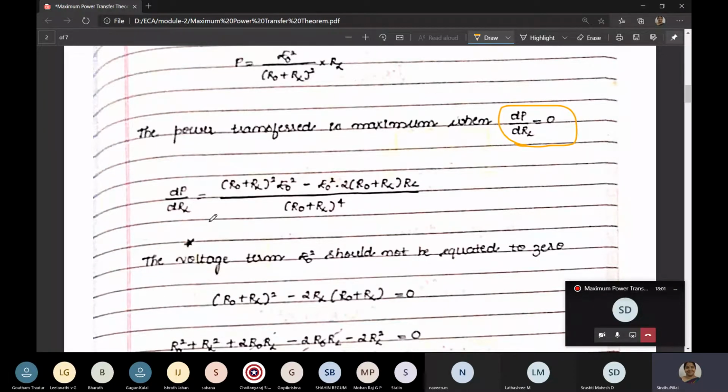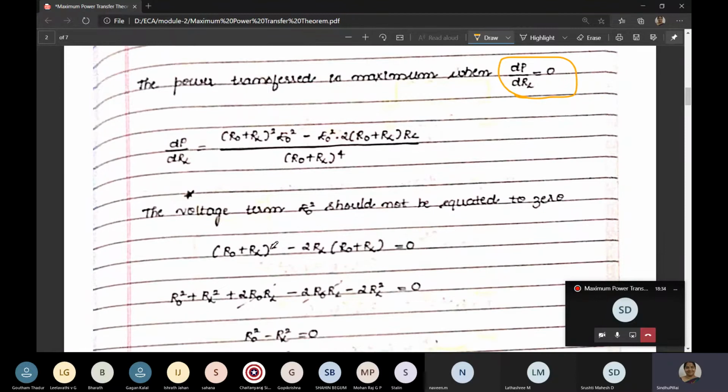So we'll get R naught plus RL whole square into E naught square, which is constant, minus E naught square into the differentiation of this, which is nothing but 2 into R naught plus RL into RL, divided by R naught plus RL whole square, squared, so it becomes the power 4. Just equating it to 0, take E naught square common from the numerator and keep only the left out terms. E naught square cannot be equated to 0 since it is a voltage term. So the remaining terms, R naught plus RL whole square minus 2 RL into R naught plus RL, are equated to 0.